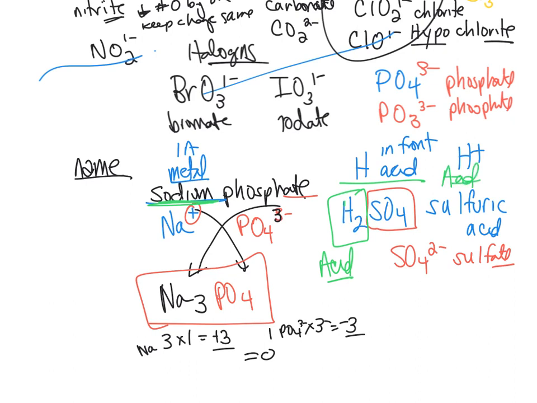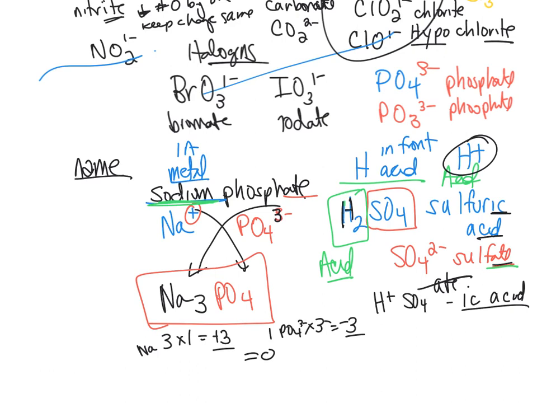And so that means you look here, you see that sulfate, and H's become ic acid. We drop the H, we add ic acid. So you see how you went from sulfate to ic acid. And we have to have two of them because it's an H plus charge. And so if you have H plus and you have SO4 2 minus and you do your crisscross, you see that you need to just sum to 0. And that's how you get sulfuric acid.